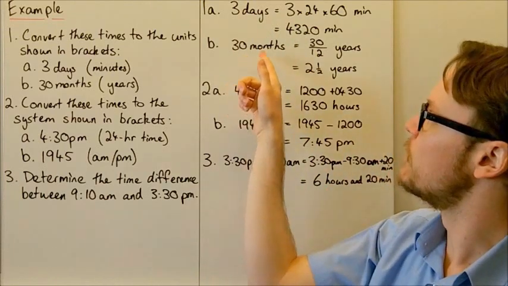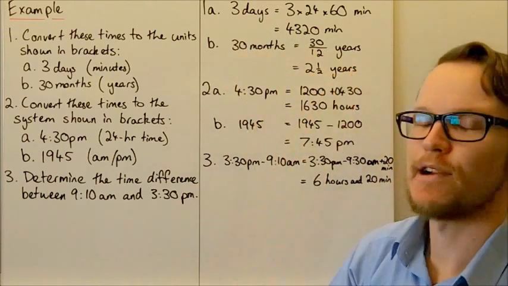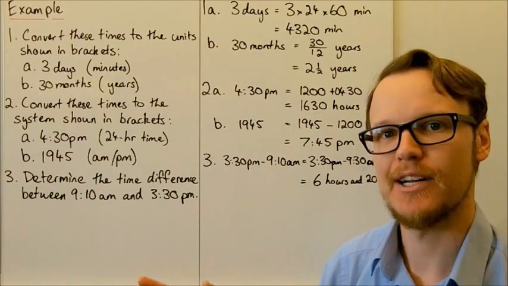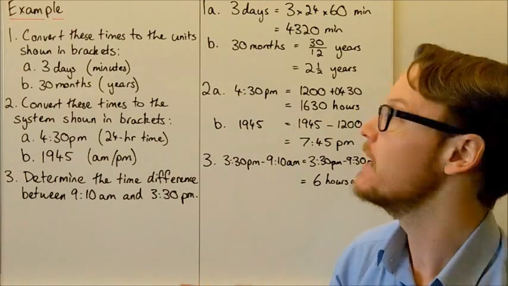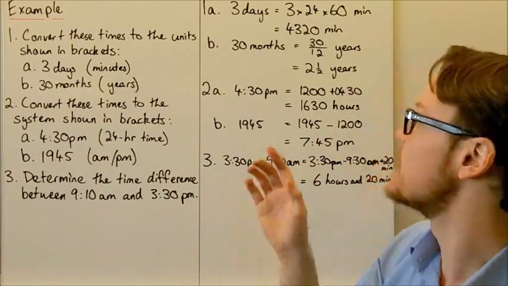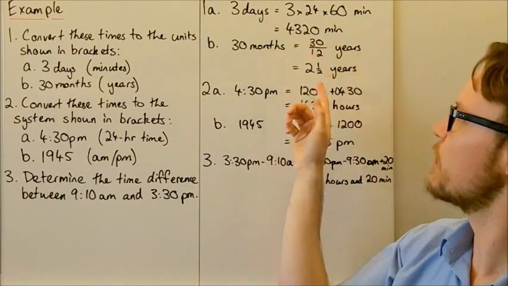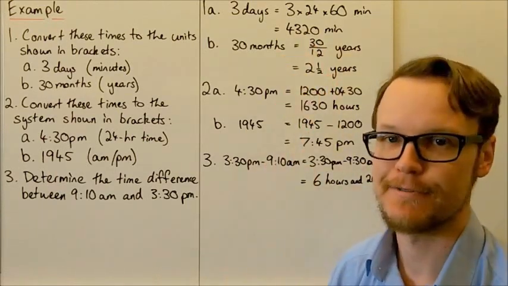To convert from months to years, we're going from a smaller unit to a larger unit, so we're going to need to divide, and there are 12 months in a year, so we're going to divide by 12. So 30 divided by 12 is 2.5 years.